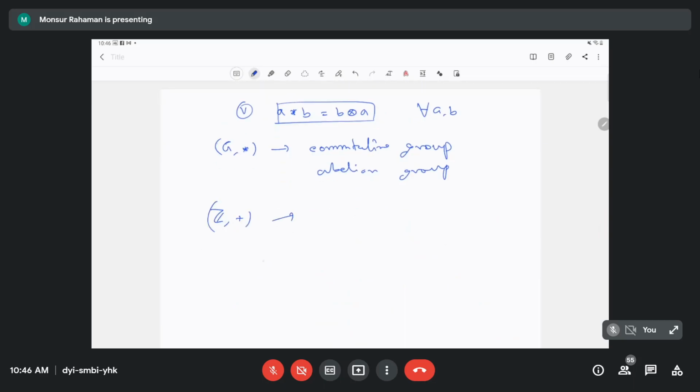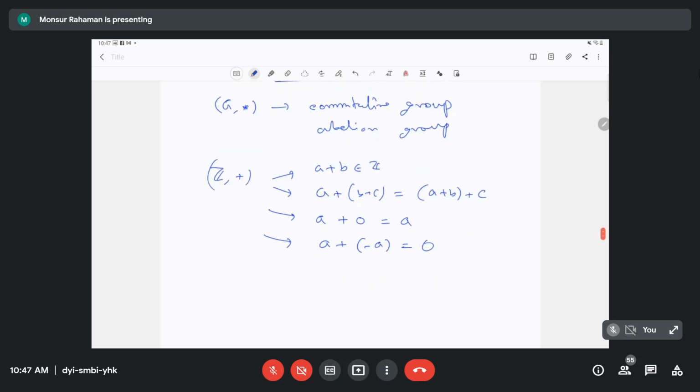satisfies the closure property. It has the associative property: A plus B, plus C, equals A plus B plus C, and A plus B belongs to Z. It has a 0 element, the identity element, and an inverse element, minus A. So this is a group, and it is also commutative. So this is an abelian group, but not all groups are abelian groups.